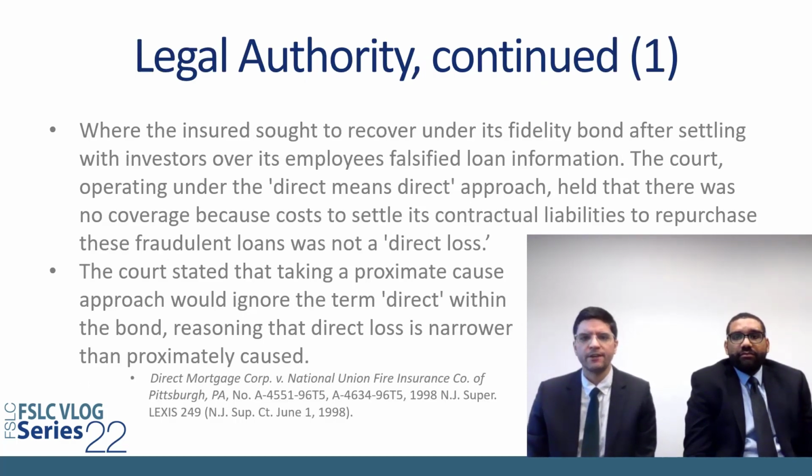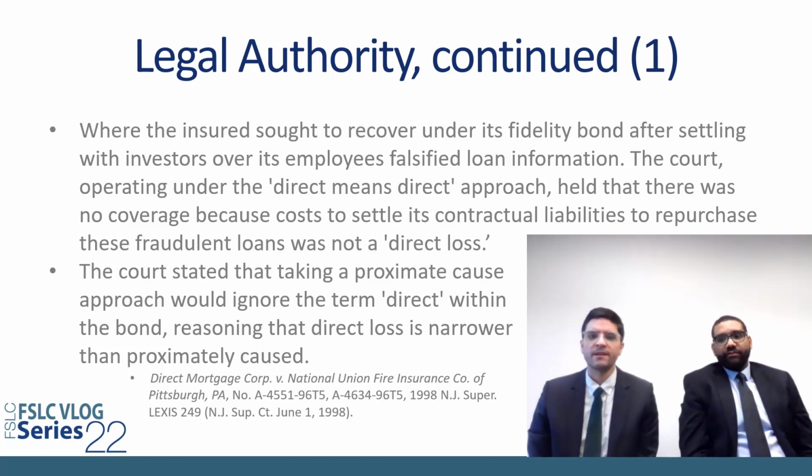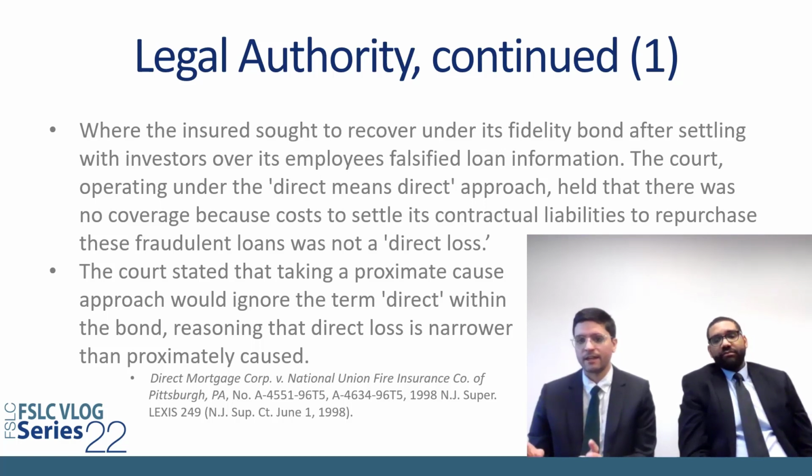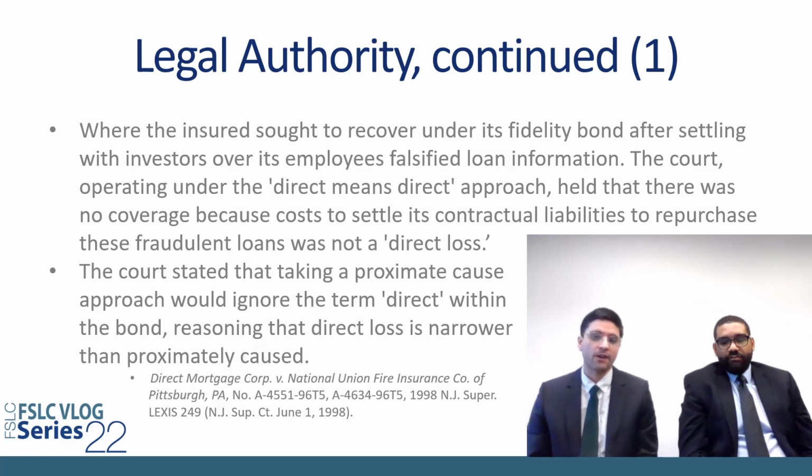Continued legal authority here, and sort of an example in the same way. Here, funds were spent to settle contractual liabilities that arose from the underlying cause, and those payments to settle the contractual liability were deemed indirect. The reason for that being that the cause itself was a direct cause, and then the payments were sort of a secondary thing that occurred, which is, of course, indirect, and so coverage was not extended. The court here and in other places make a point to state that direct means direct is a narrower standard than simply proximate cause.